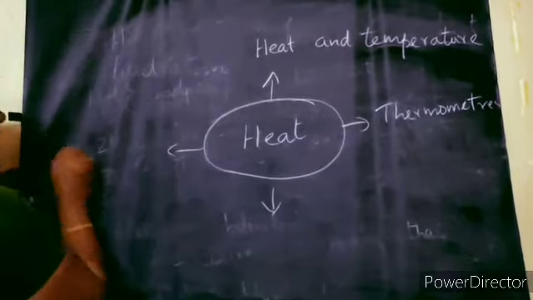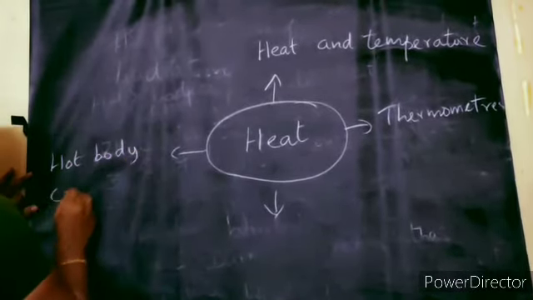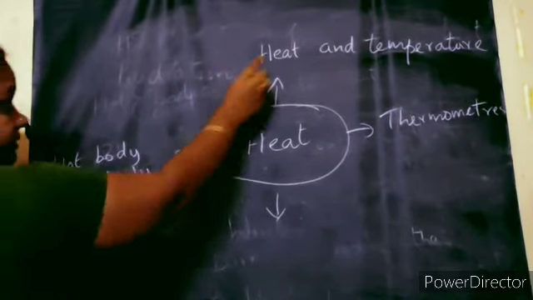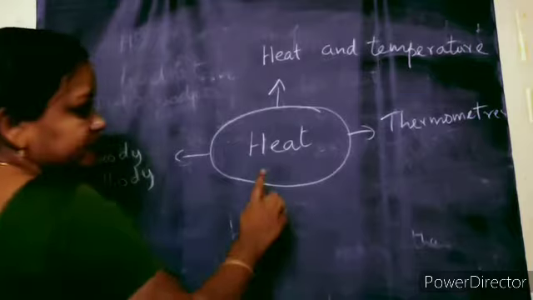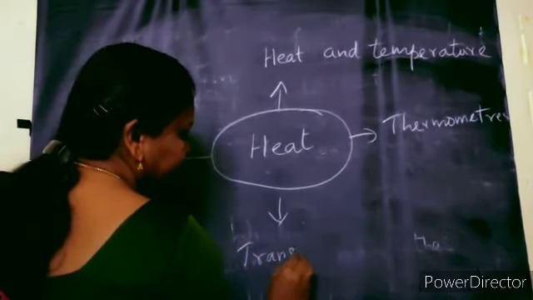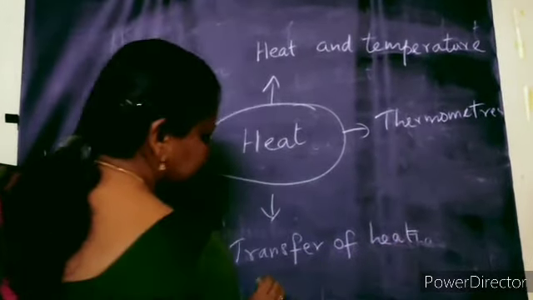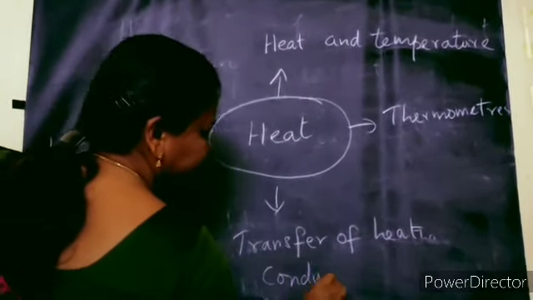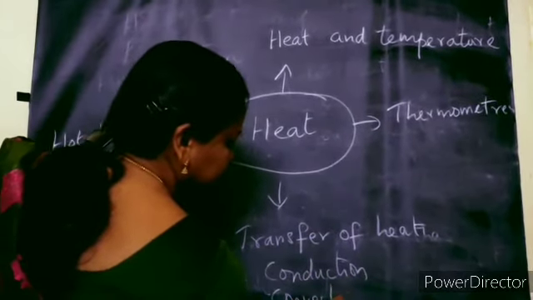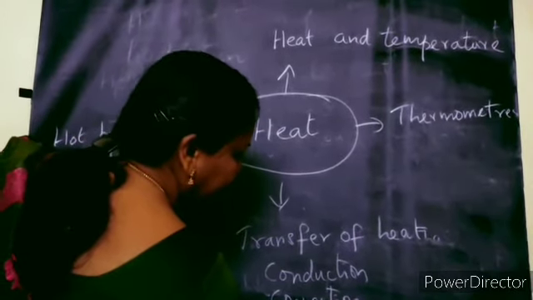And we started with hot bodies and cold bodies. From that we compared heat and temperature. Then about the thermometers. Then about the different modes of transfer of heat: conduction, convection, radiation. For everything, one activity is done.